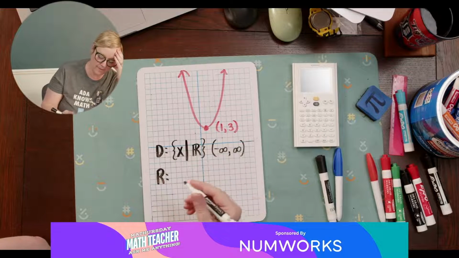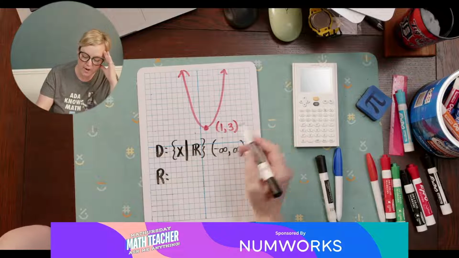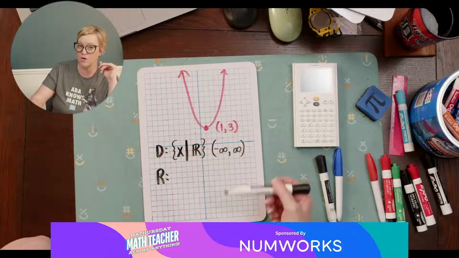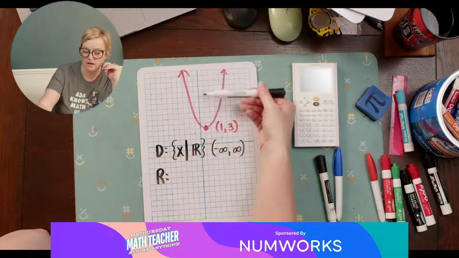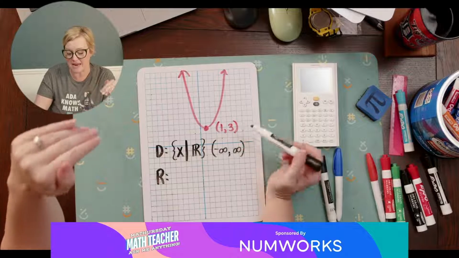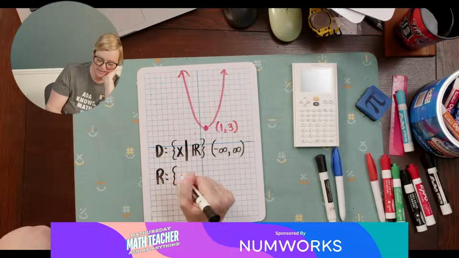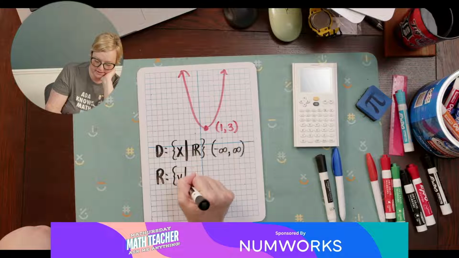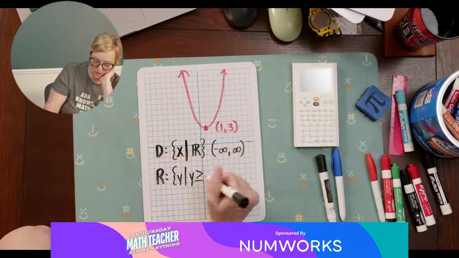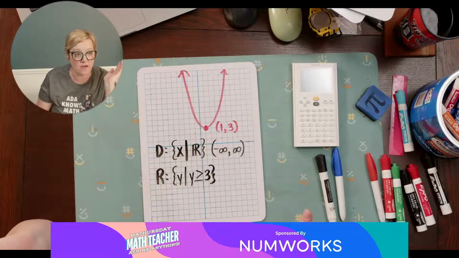Okay, so we're looking at all of the possible y values, okay? Now my y values, notice they do not come down here, right? They are only going from here up. So the lowest that y can be is 3, okay? So if we write it like this, we could say y such that y is greater than or equal to 3. Okay, that's one way of writing it.